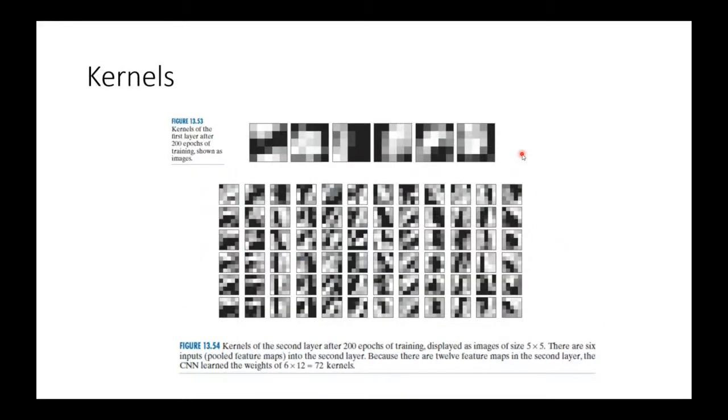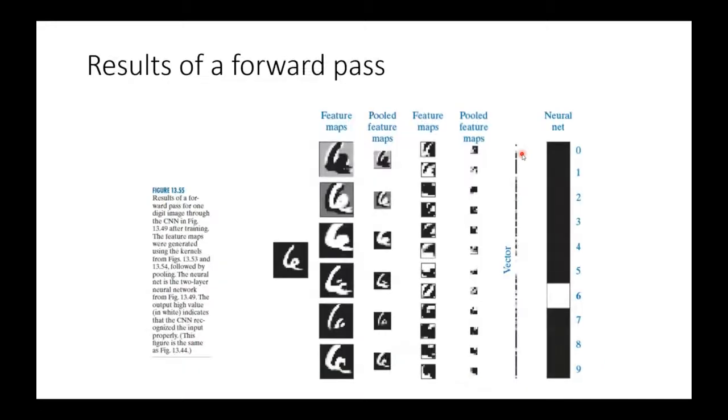And these are the kernels learned during this process. I've shown this already, right? This is the result of a forward pass. These are the feature maps obtained, the pooled feature maps, and the feature maps learned in the second layer, and so on. Right. So let's play with this. Let's play a little bit with this.